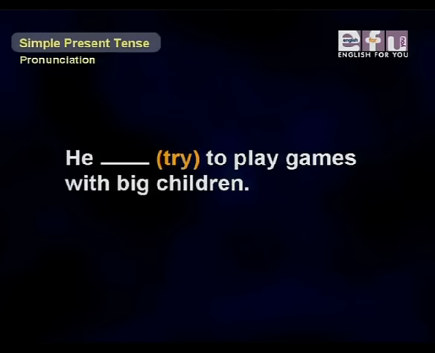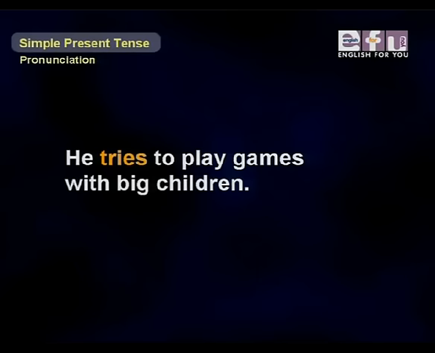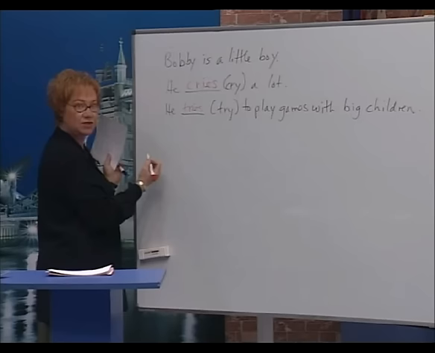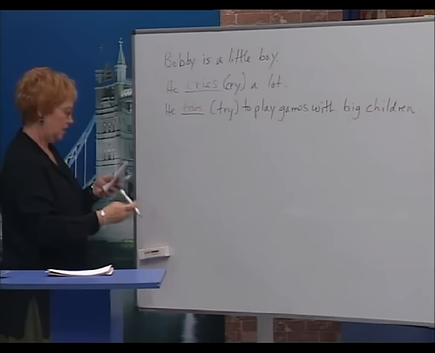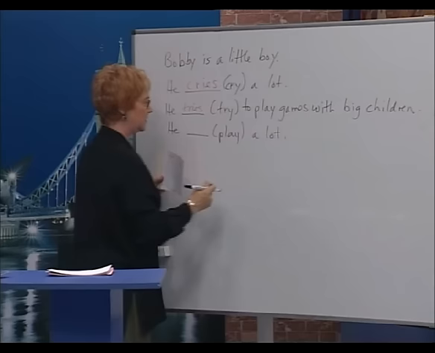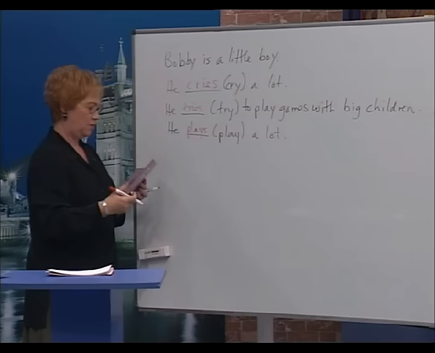All right. Here's another sentence. He tries to play games with big children. All right, Isabel, this is for you. He tries to play games with big children. Now, spell it. T-R-I-E-S. And why did it change? Why after a consonant, yes, good. All right, here comes the next one. All right, Ollie, this one is for you. He plays a lot. So Ollie, why didn't it change? A-Y, you have the package here.